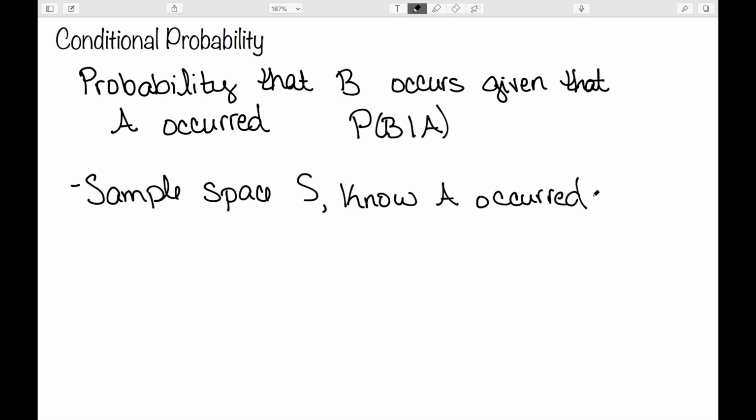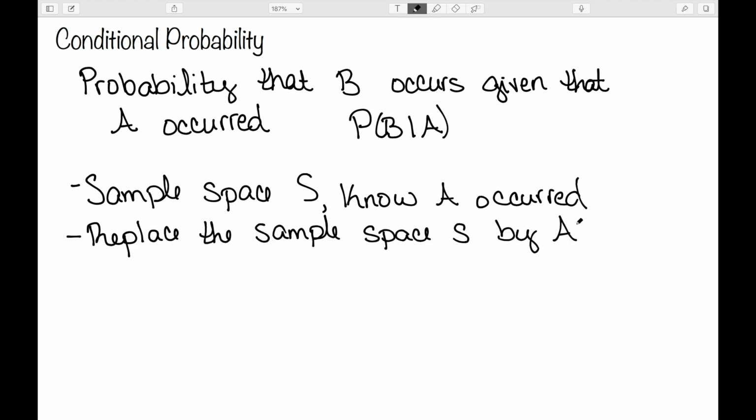In order to look at these problems, we typically have our sample space S, and this time we know that an event A has occurred. So what we're going to do is replace the sample space S by A, and then we'll treat the outcomes in our new sample space A as equally likely. So let's look at an example.